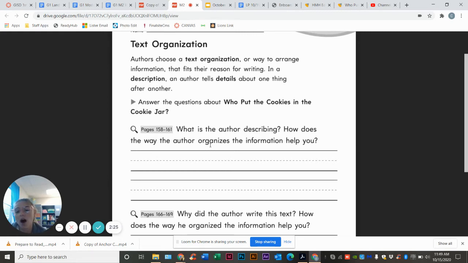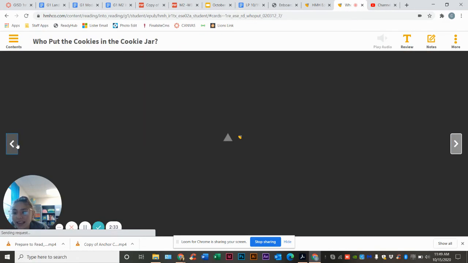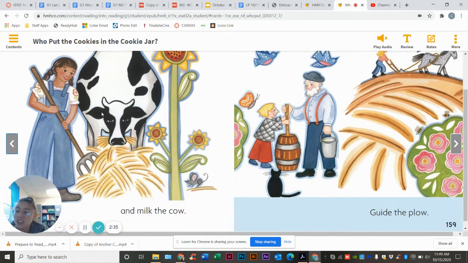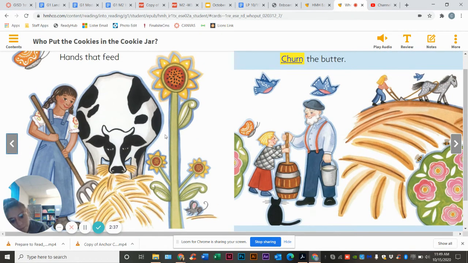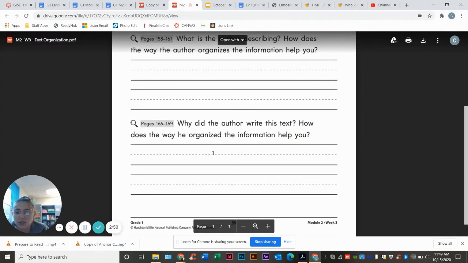How does the way the author organized the information help you? Well, let's look back at the story. These are all things that need to go into the cookies, and this is where it starts. You have to have the milk and the butter and the eggs and the grain. It's the start of my cookie. So the author started at the very beginning of what I need to put in my cookies. Let's look at my next question.